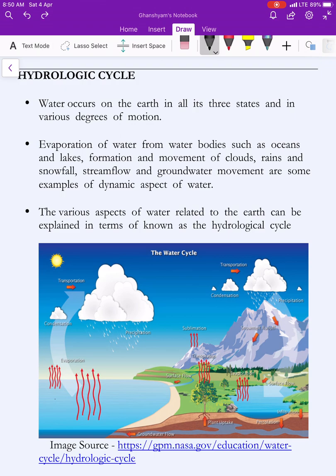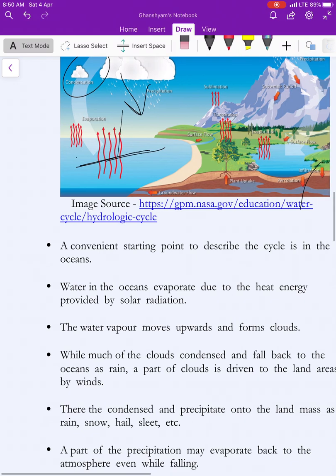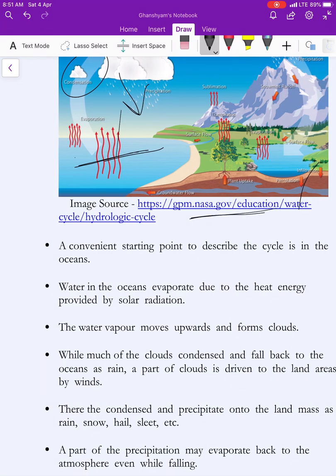So let's say we are starting from the sea. Water is going to evaporate, and then by the process of condensation it will cool down, and when it is cooling down, the density will increase, and the water will come back to the earth surface. So this diagram, you can go to this site and you can just look at it.